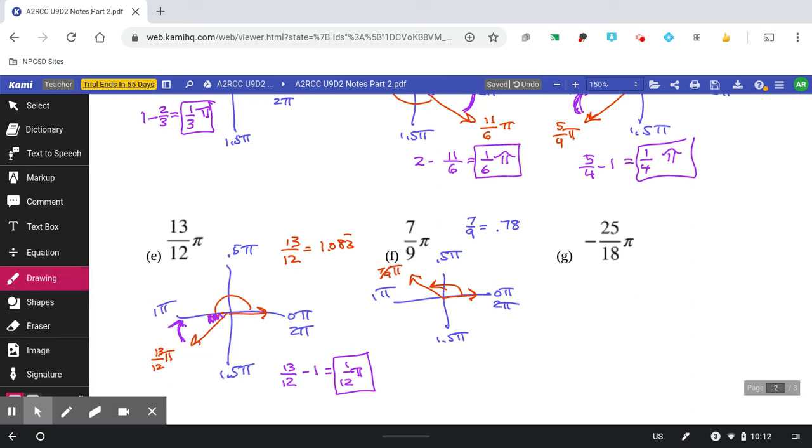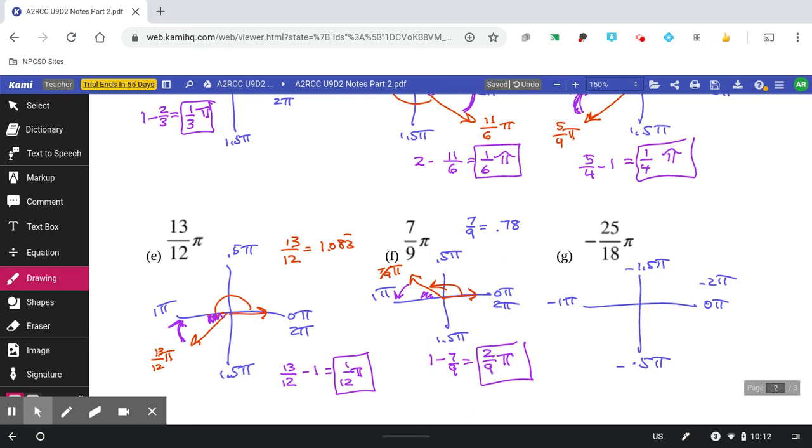So now in order to find the reference angle, I have to see how far do I have to go to get to that x-axis. So that's going to be 1 minus 7/9 is 2/9 pi. So my reference angle is going to be 2/9 pi. Okay, one more, and this is going in a negative direction. So I'm still going to start here, but now I'm going to go negative 0.5 pi and negative 1 pi and negative 1.5 pi and then negative 2 pi.